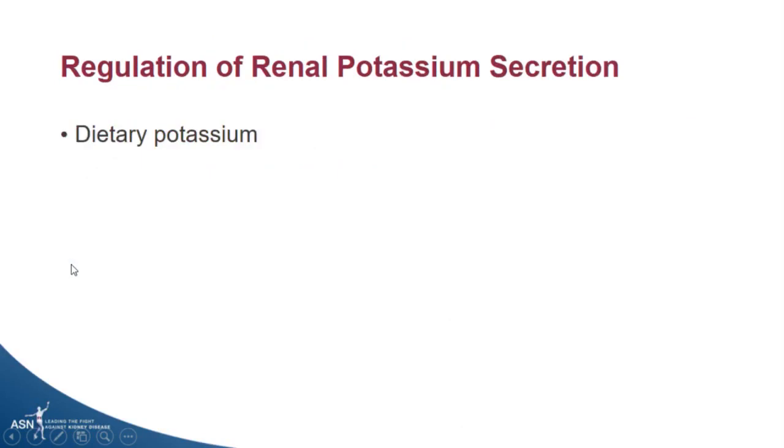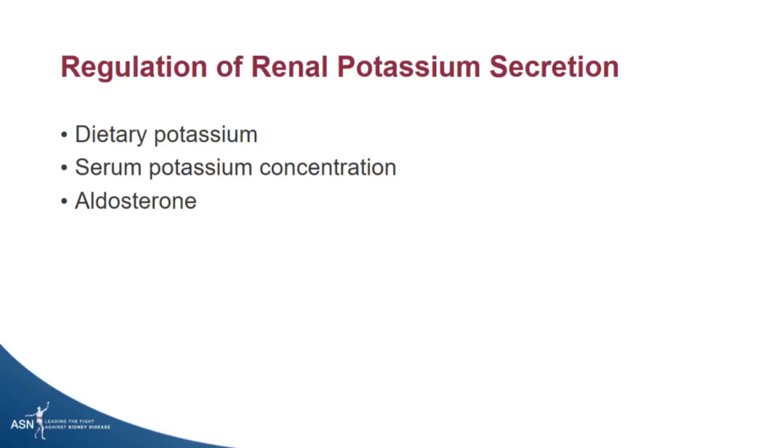Now, how do we regulate renal potassium secretion? There are a number of factors. Dietary potassium directly may have a control over potassium secretion, as does the serum potassium concentration. As the potassium concentration increases in the extracellular fluid, it increases the gradient for potassium secretion.